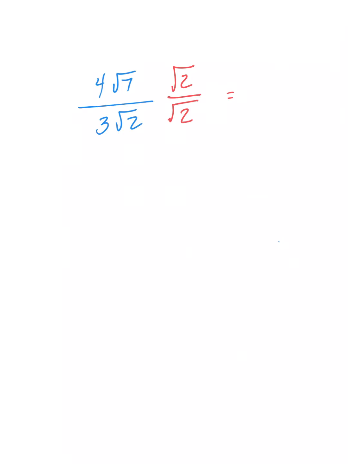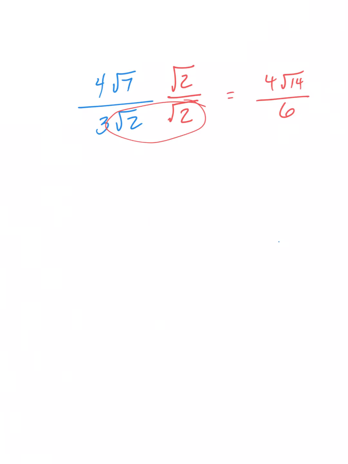So upstairs now we're going to have 4 root 14 over, what happens downstairs? So the root 2 times root 2 is 2, and we multiply it by that 3, and we get 6. Now we know that the 14 came from 7 and 2, so if I factor it again, there's no pairs to come out of that hood. But if there were, you've got to get them out.